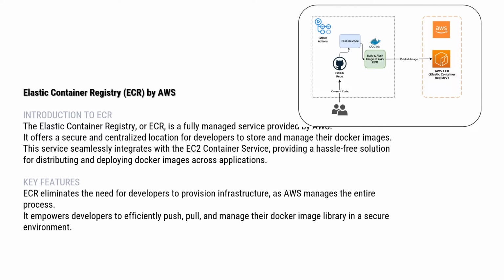So let's dive into the Elastic Container Registry, or ECR, a fully managed service provided by AWS. It offers a secure and centralized location for developers to store and manage their Docker images. This service seamlessly integrates with the EC2 container service, providing a hassle-free solution for distributing and deploying Docker images across applications. ECR eliminates the need for developers to provision infrastructure as AWS manages the entire process. It empowers developers to efficiently push, pull, and manage their Docker image library in a secure environment.